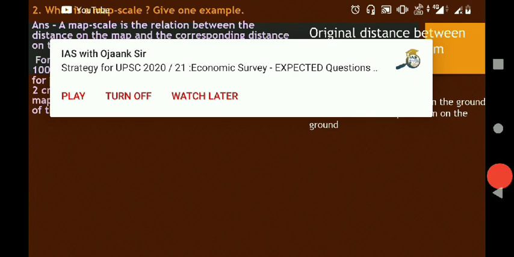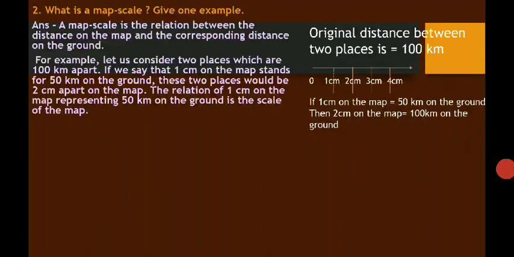Here is the example given on your right side. The original distance between two places is 100 kilometers. Here is the map scale: 0 to 1 centimeter, 1 to 2 centimeters, 2 to 3 centimeters, 3 to 4 centimeters. Each centimeter represents 50 kilometers on the ground. 1 centimeter on the map is equal to 50 kilometers on the ground, and 2 centimeters on the map is equal to 100 kilometers on the ground.